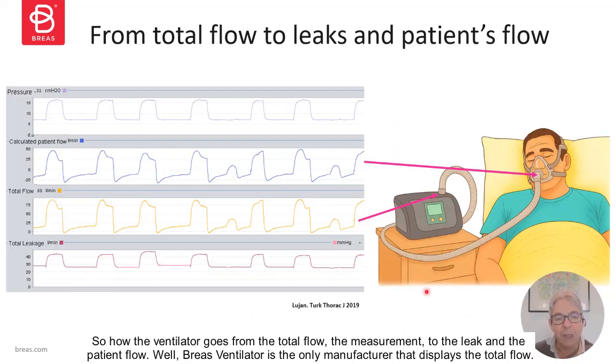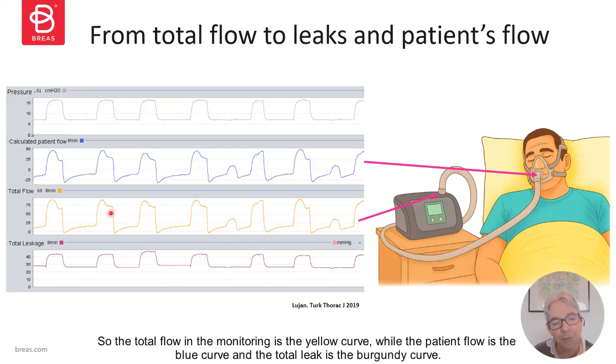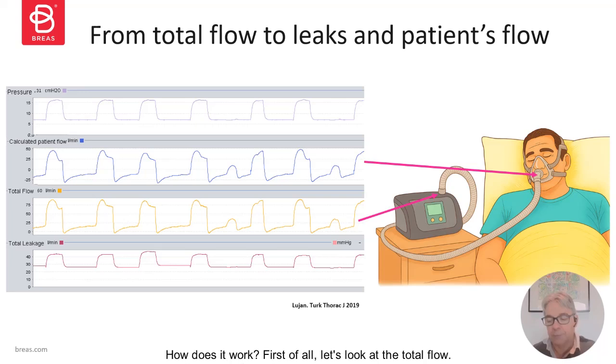So how does the ventilator go from the total flow, the measurement, to the leak and the patient flow? Well, the Breas ventilator is the only manufacturer that displays the total flow. The total flow in the monitoring is the yellow curve, while the patient flow is the blue curve, and the total leak is the burgundy curve.